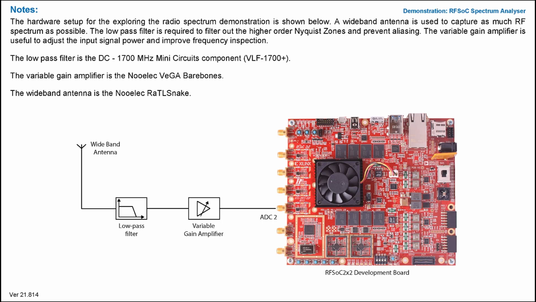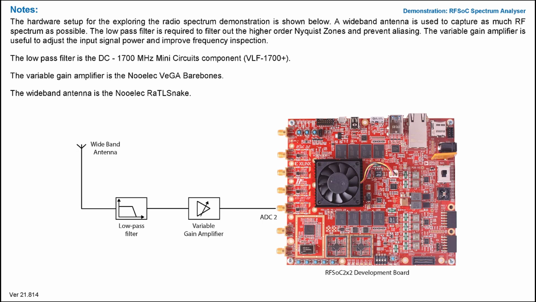Before starting this demonstration, it is useful to describe the hardware setup of the RFSoC 2x2 and external analog components. The hardware setup for the Exploring the Radio Spectrum demonstration requires a wideband antenna to capture as much spectrum as possible, a low-pass filter to suppress signals in higher-order Nyquist zones, and a variable gain amplifier to adjust the input signal power and improve frequency inspection.